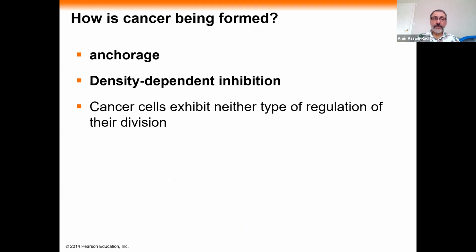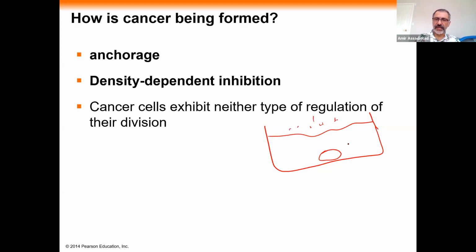How is cancer being formed? The two concepts, anchorage and density-dependent inhibition. Cancer cells exhibit neither type of regulation of their divisions. Okay, so what is anchorage? If I have a plate just like right here, and I place a cell in here, and I put the right growth factors in here, they start growing, and when they touch a hard surface right here or on the bottom, they stop growing.